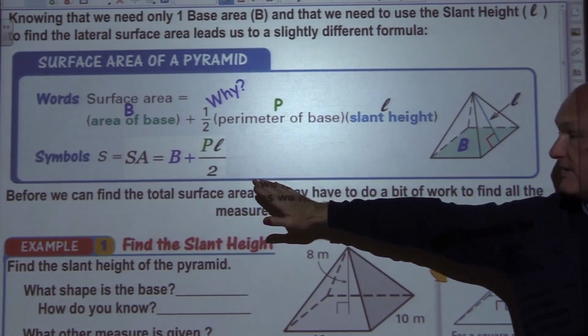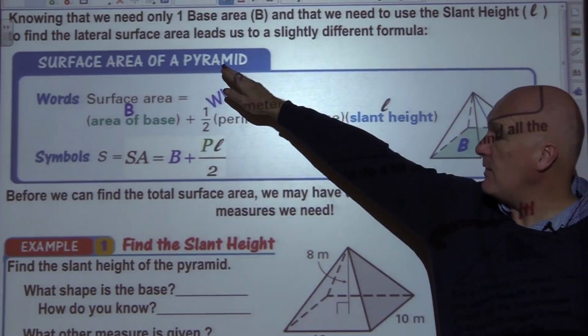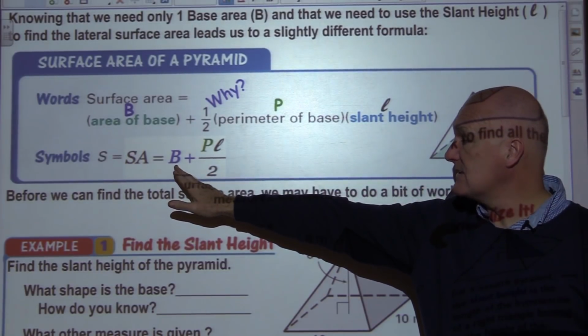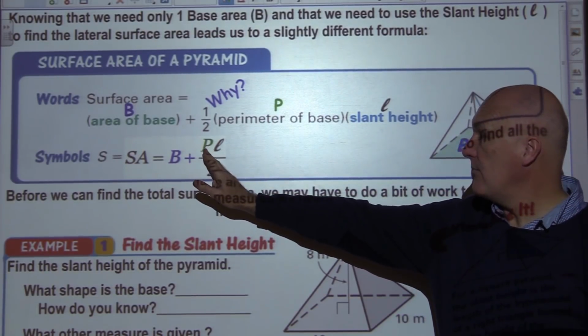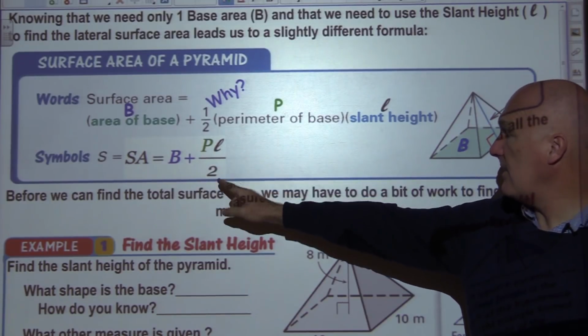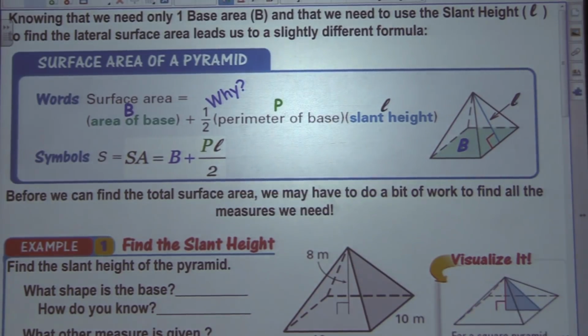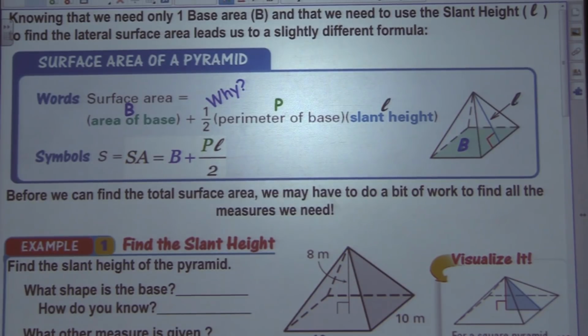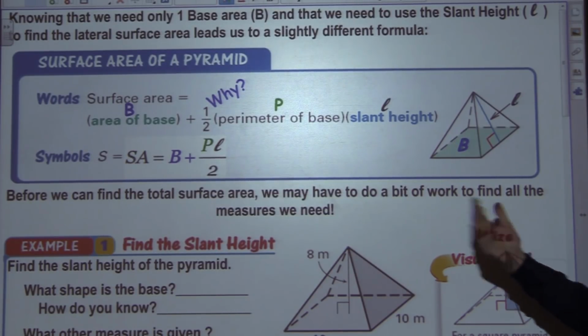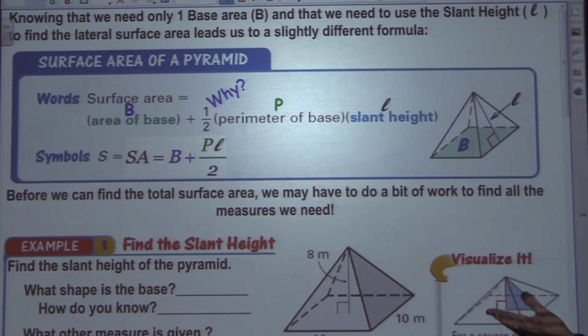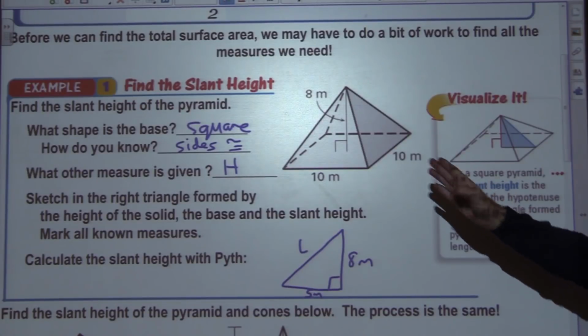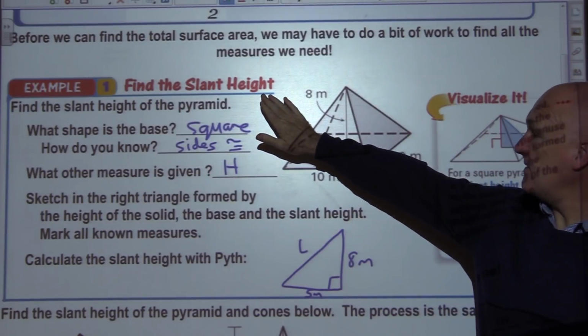And in symbols, the surface area of any pyramid is the base plus perimeter times slant height divided by 2. Before we can find the total surface area, we may have to do a bit of work to find all the measures we need. Now, we know lots of things like Pythagoras and other things that we can use. So what we're going to do then, we need to find the slant height.